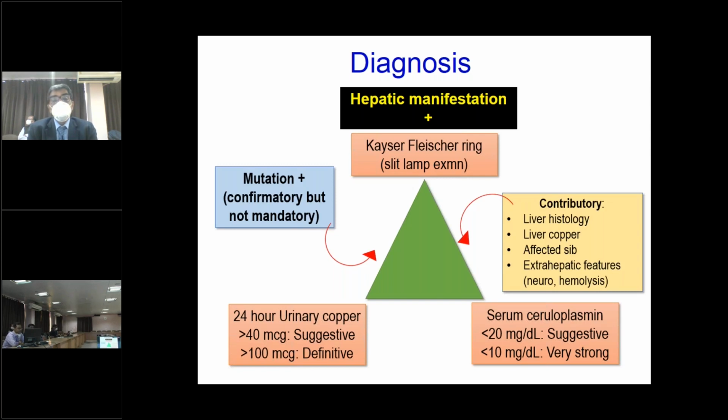Liver histology and liver copper estimation, which is more than 250 microgram per gram dry weight, the history of an affected sibling, and extrahepatic manifestations are contributory to this diagnosis. Genetic mutation analysis is confirmatory, but it is cumbersome and not mandatory, as we have said earlier that more than 600 mutations are known.